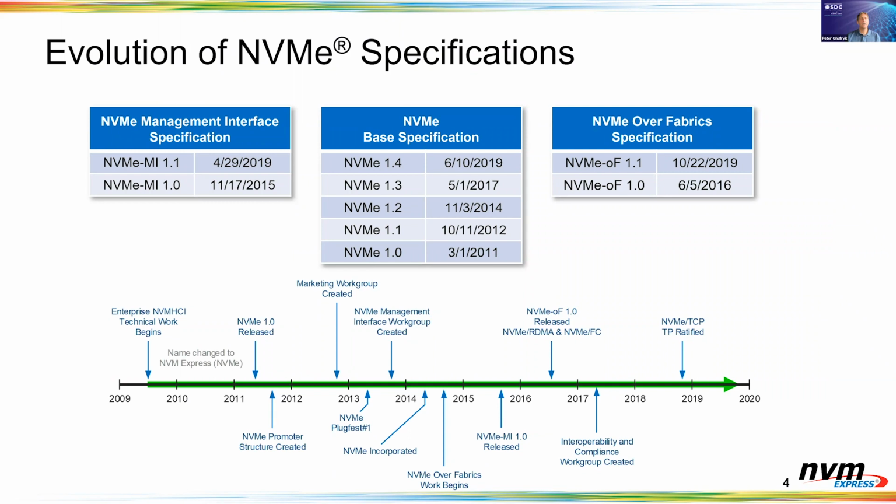We started work on NVMe in 2009. The first spec that was released was the NVMe 1.0 spec, which defined the NVMe storage architecture, command set, and interface for PCIe SSDs. As NVMe adoption grew, we started work in 2014 on extending the NVMe architecture and command set to fabrics beyond PCIe. We published the first NVMe over fabric specification in 2016.